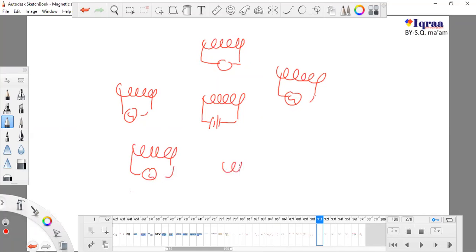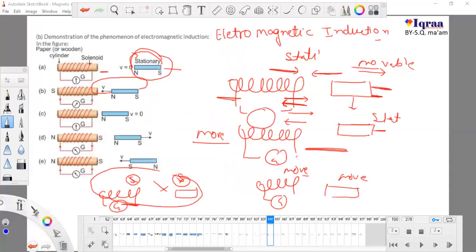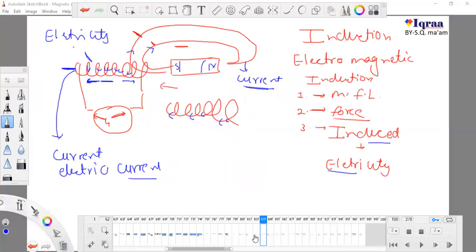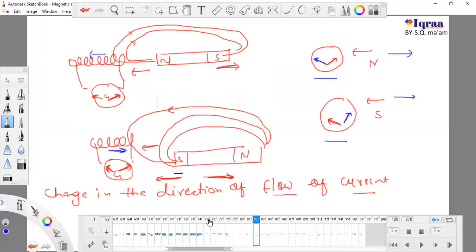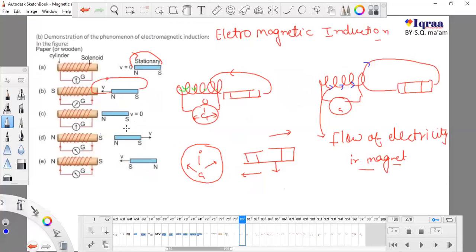I'm using 5 because it is very difficult to draw sometimes, and time consuming. So I'm just moving this single one away and close, away and close. So by this moving, what we studied is that either you can move one or you can move both of them. By moving this we can create a current.